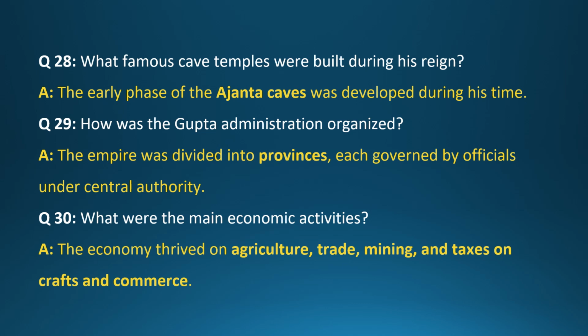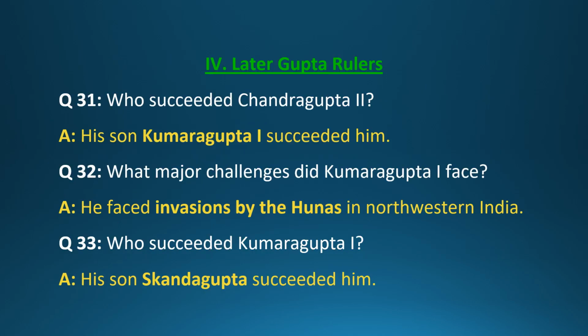Question 30. What were the main economic activities? Answer: the economy thrived on agriculture, trade, mining, and taxes on crafts and commerce. Section 4. Later Gupta rulers. Question 31. Who succeeded Chandragupta II? Answer: his son Kumargupta first succeeded him.